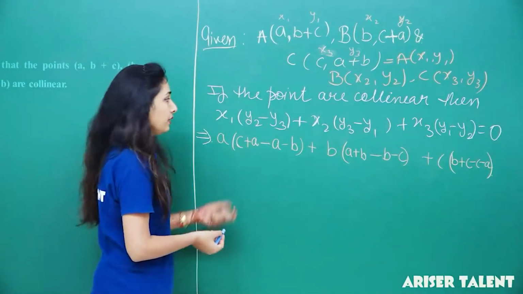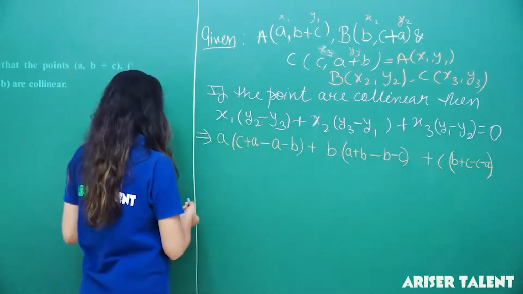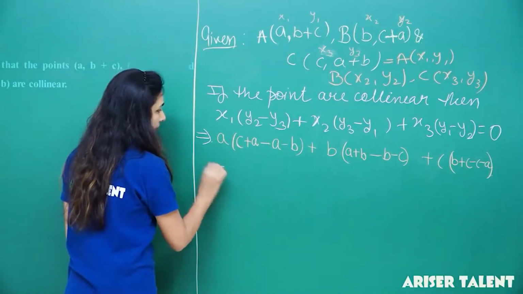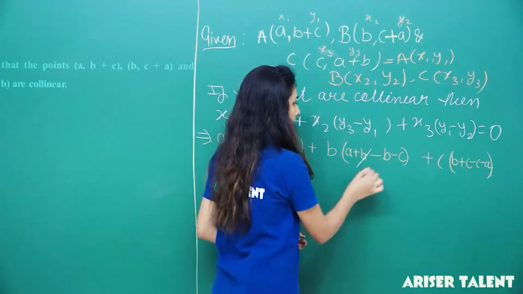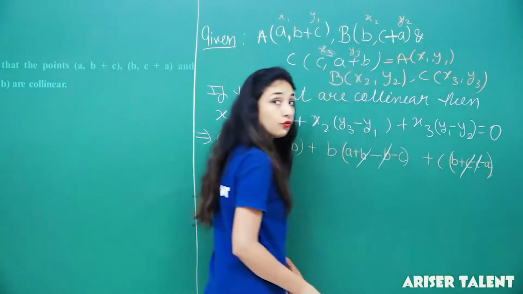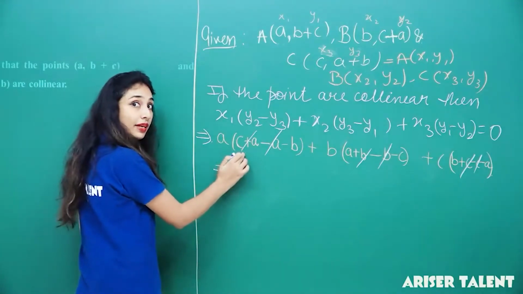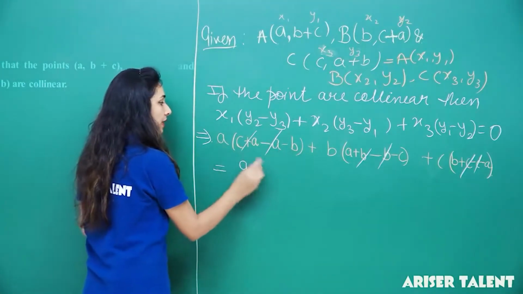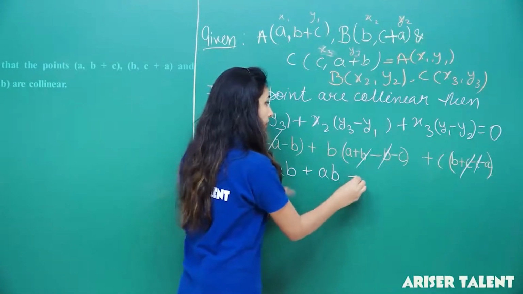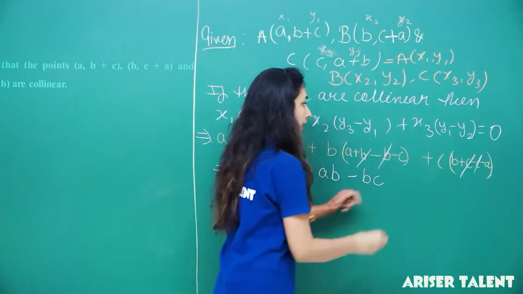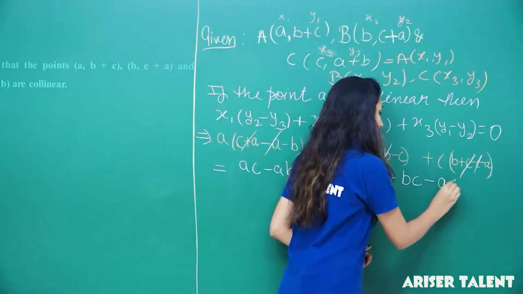So, is it 0 or not? If this value is 0, that means the points are collinear, okay. So, that's equal to A. Now, cut this to this, here B to B, here C to C. So, what you have remained with is A multiplied by C. So, AC minus of AB, okay. Then plus of AB and then minus of BC. Then plus of BC, okay. And then minus of AC.